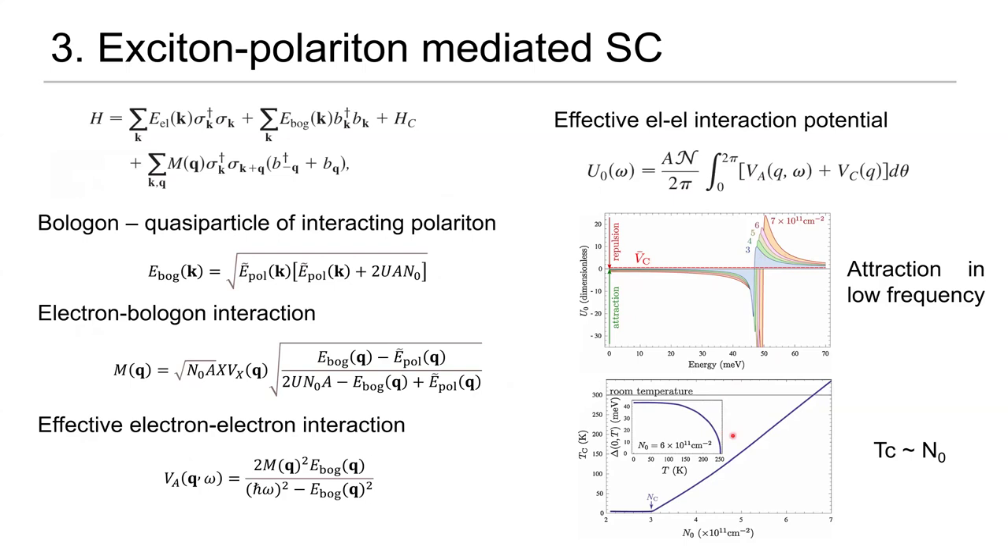The major thing is that in the exciton polariton mediated superconductivity, there is also the possibility to reach room temperature at about 7 times 10 to the 11 per centimeter density of the polariton, which can be achieved in realistic cases. This is not a high density for polaritons, and it shows the possibility to reach room temperature in reality.